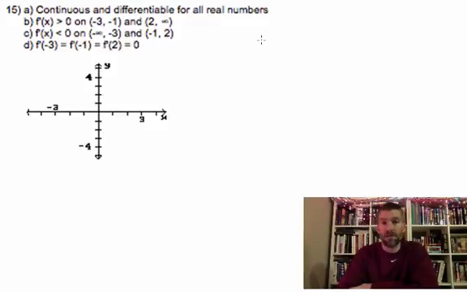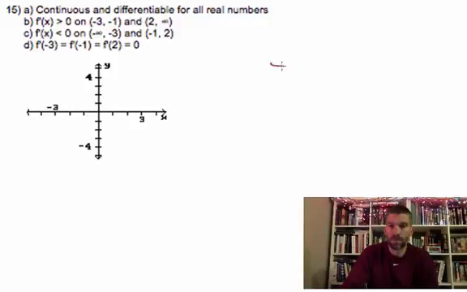So we've been told that we have a continuous and differentiable function. We're told that the derivative is positive from -3 to 1 and from 2 to infinity. Okay, that's important. That means that our graph is increasing. We're told that the derivative is negative from -infinity to -3 and from -1 to 2. That means that our graph is decreasing. And we're told that f prime of -3, f prime of -1, and f prime of 2 are all zeros. So basically, I've got three peaks and valleys. And let's see if I can make some sense of this.